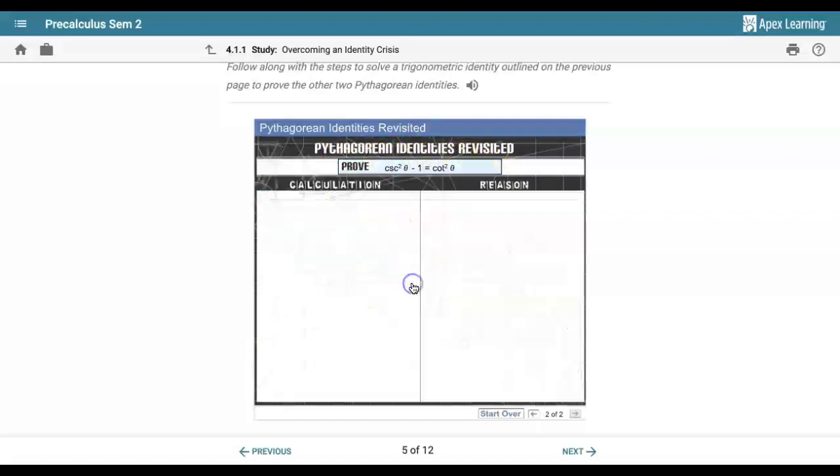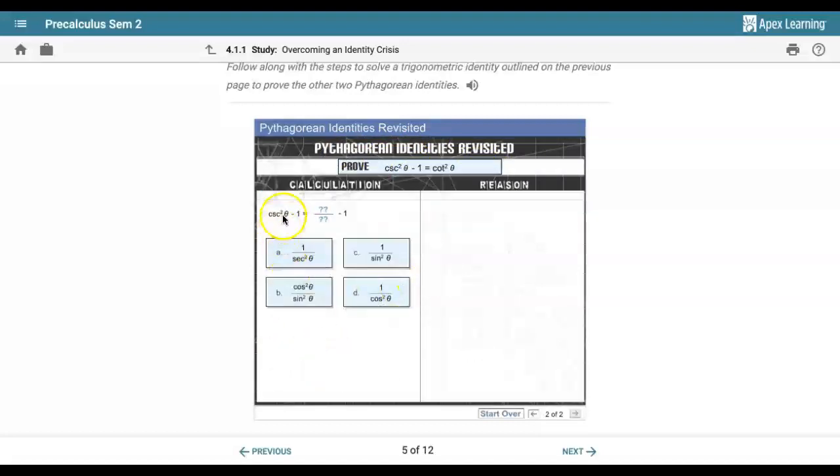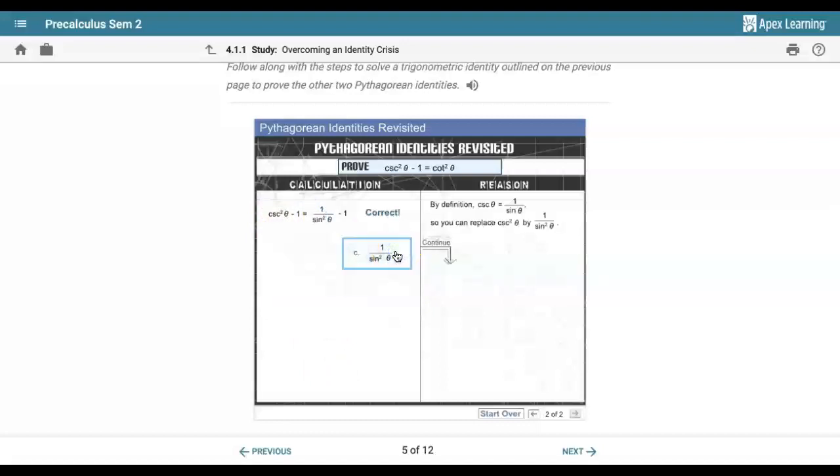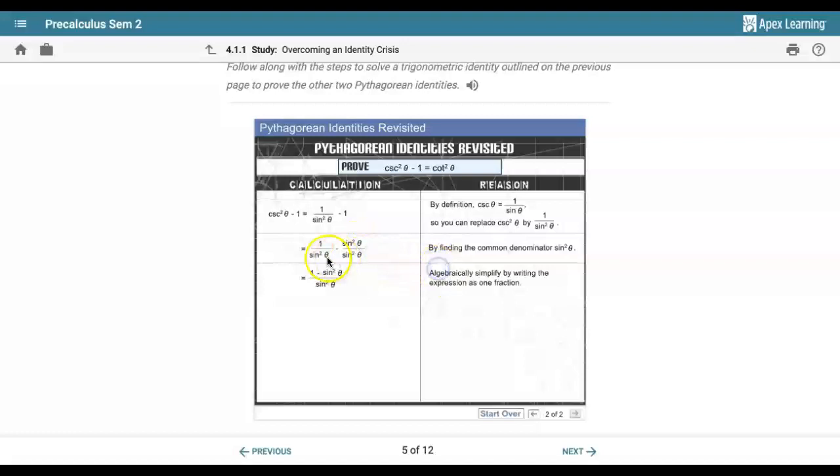So if we start with this calculation, we have cosecant squared minus 1. What are we going to turn cosecant into? That should be 1 over sine squared theta, because that is a basic definition. Then what we can do is use our common denominator. So turn 1 into something with a common denominator: sine squared over sine squared. Since they have a common denominator, now we can combine them algebraically.